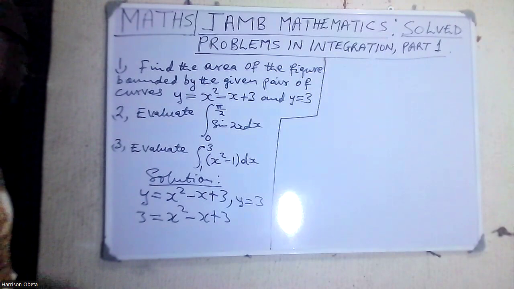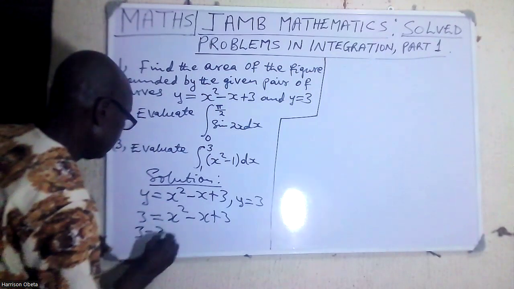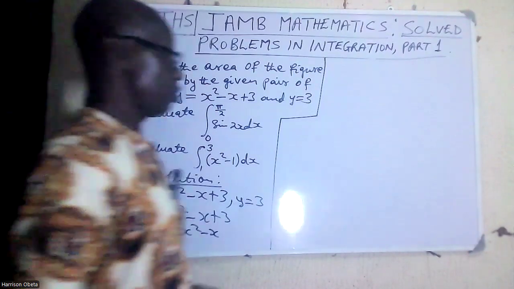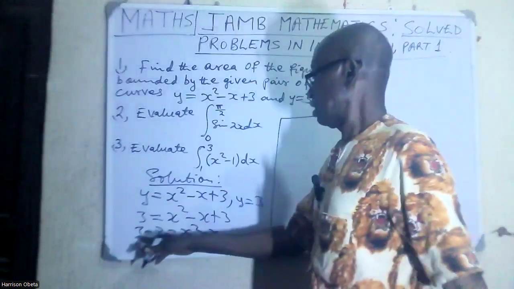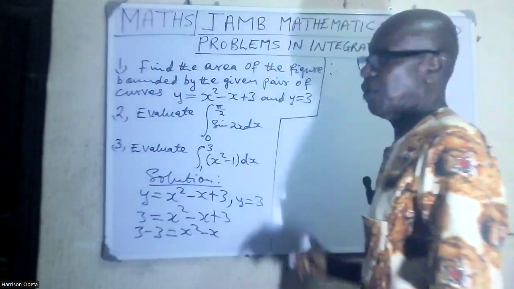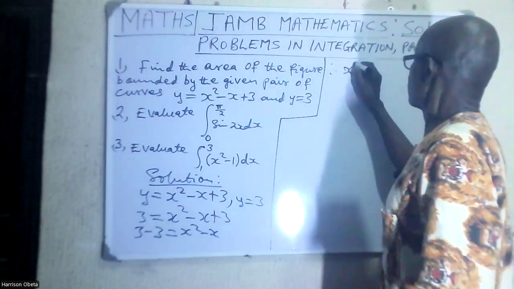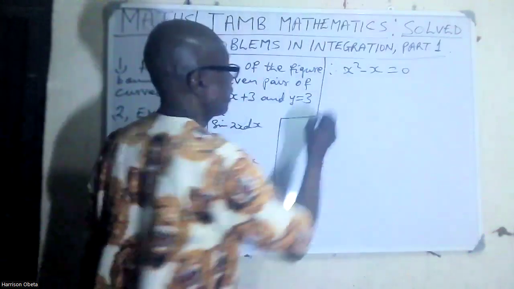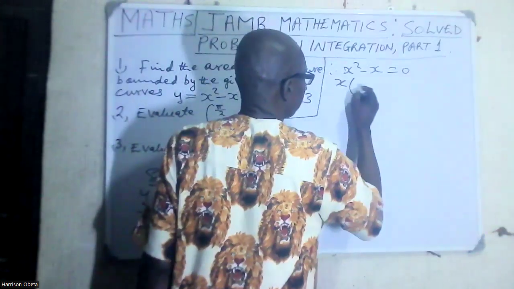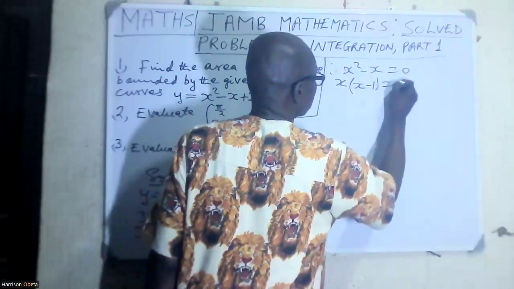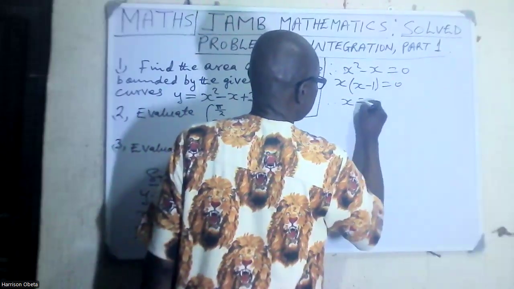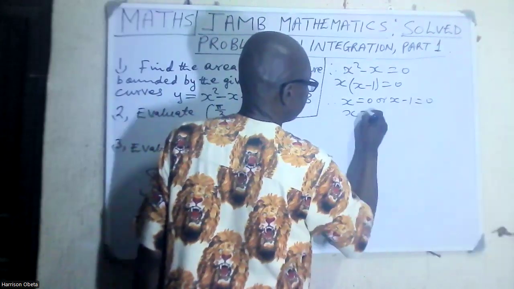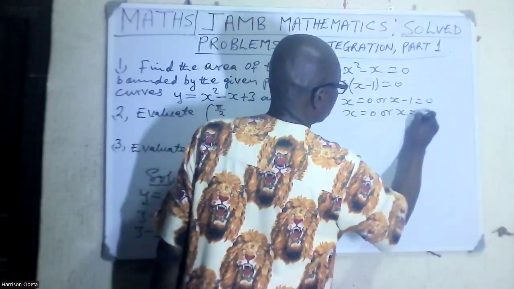And then collecting like terms, 3 minus 3 is equal to x squared minus x. So going over to the other side, you know that 3 minus 3 is 0. Therefore, x squared minus x is equal to 0. And then when we simplify, we have x bracket x minus 1 equal to 0. So that x is either 0 or x minus 1 equal to 0. So x is 0 or x equal to 1.